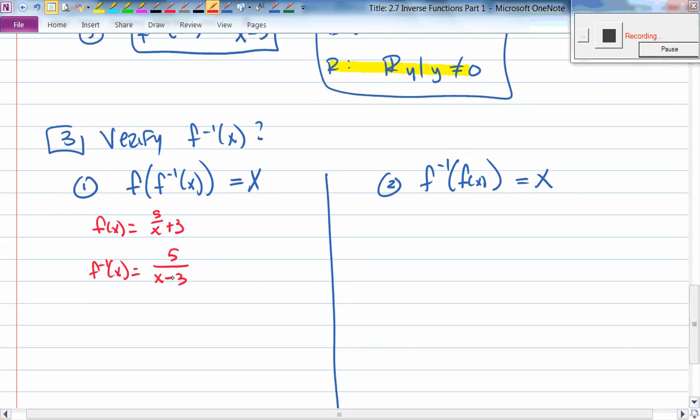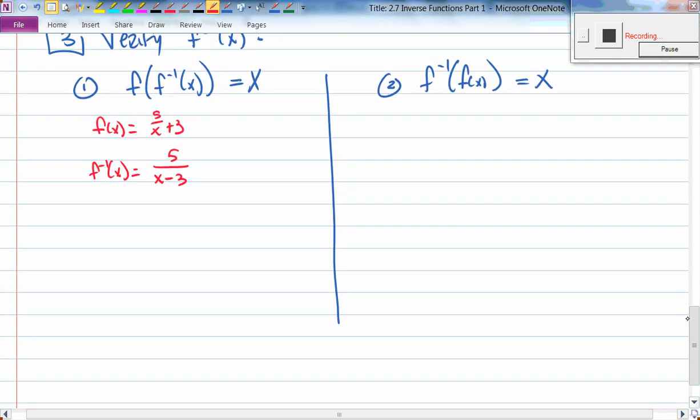Okay, so we need to show that f of f inverse of x gives us back x. So we need to actually physically, algebraically show that f of f inverse of x, which is 5 over x minus 3, is actually equal to x. So that means that I am going to replace this right here with a 5 over x minus 3.